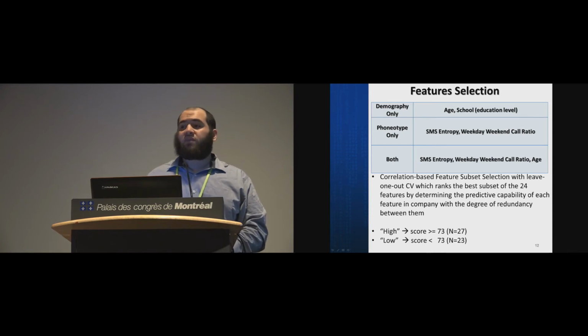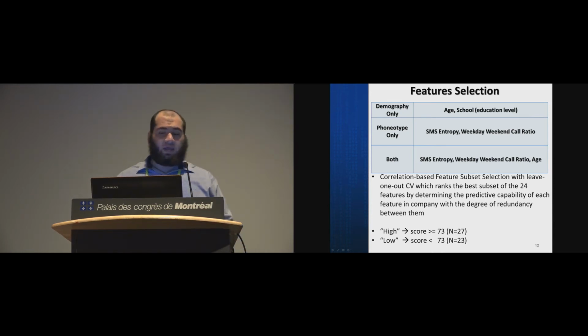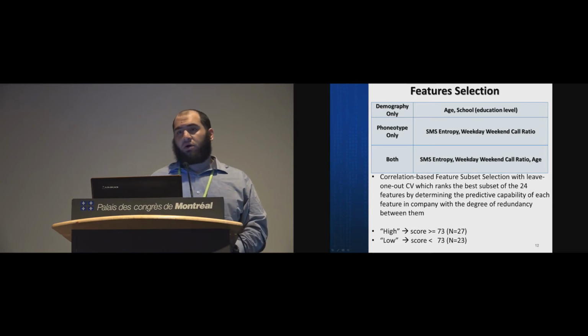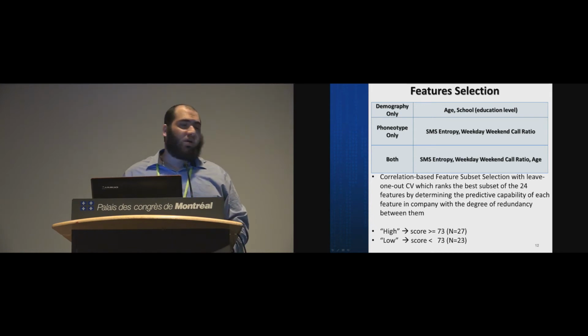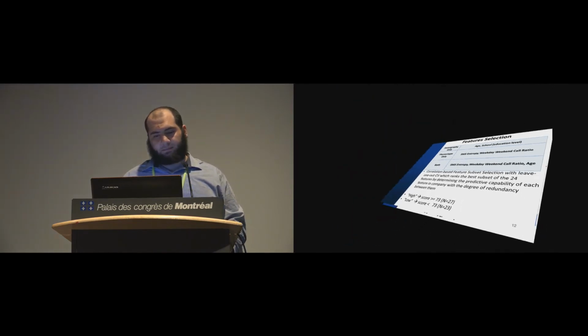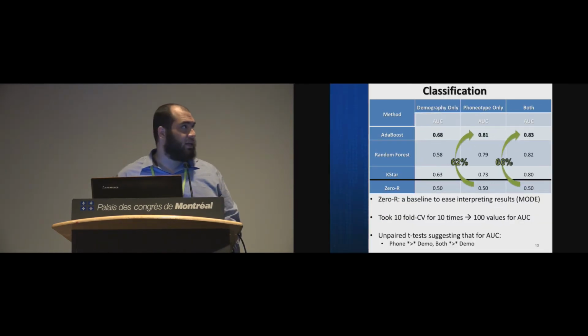Now, since this is a classification problem, we have done a median split based on the trust score. The median value, if you recall, was 73. So we have 27 participants with high trust propensity and 23 with low trust propensity. Let's take a look at the results of the classification.